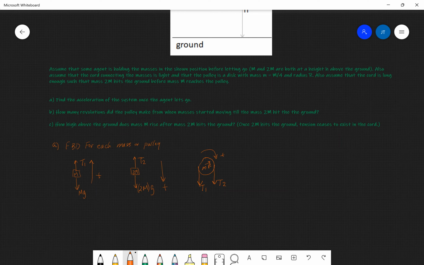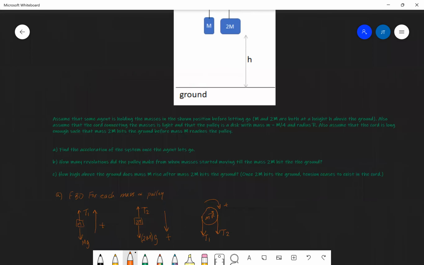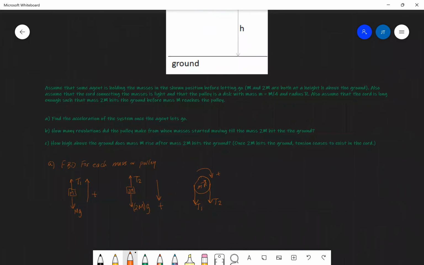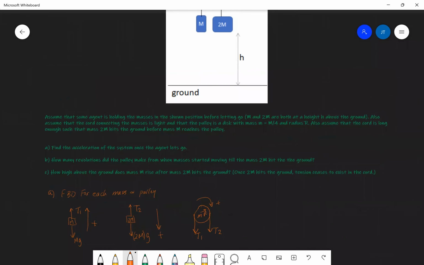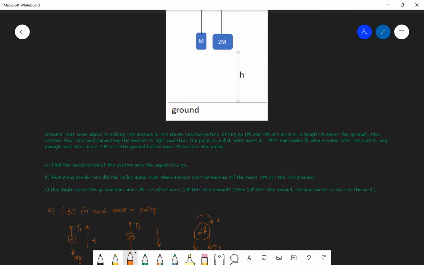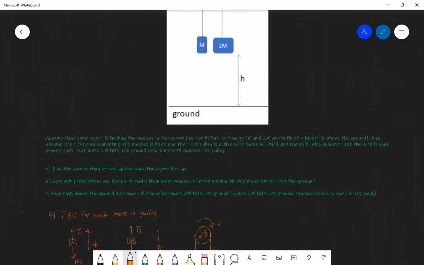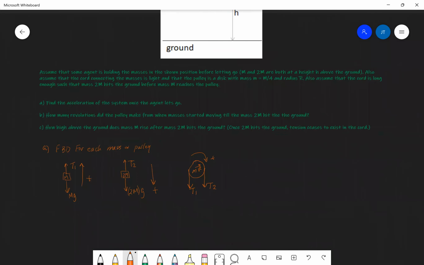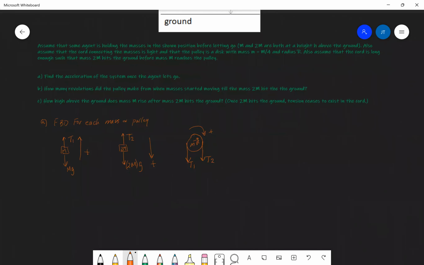So mass m is going to accelerate upward, so we take plus up. The mass 2m is going to accelerate down, so we take the plus to be down. And the pulley is going to rotate clockwise, so we take clockwise to be positive. All right, for the torque.